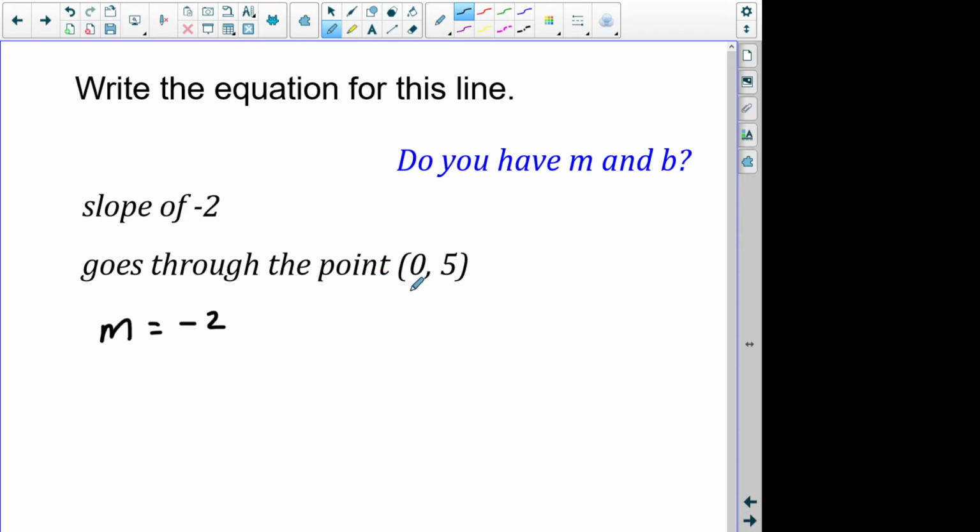Now, if I'm clever enough, I know that the y-intercept is where the x value is 0. So this is (0, 5), where it crosses the y-axis. So they actually are giving me the b value, they're just not explicitly saying that. So I do have m and I do have b, and I can write this equation: y equals -2x plus 5.